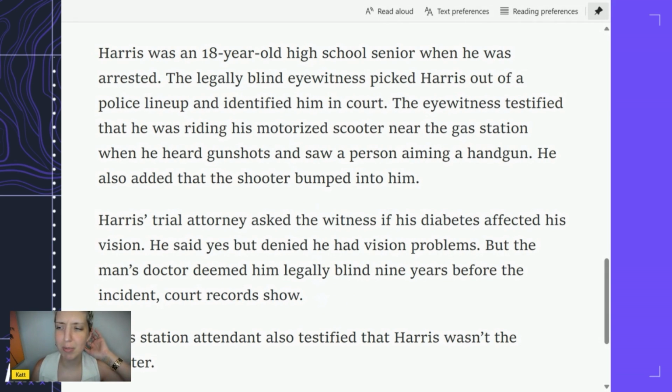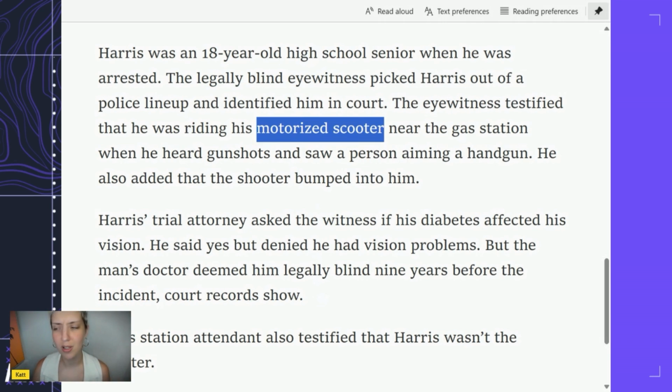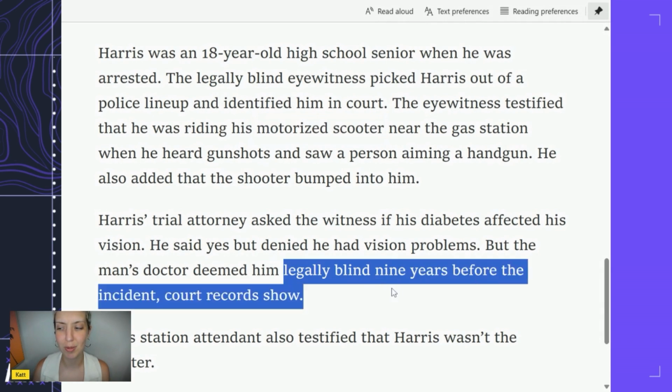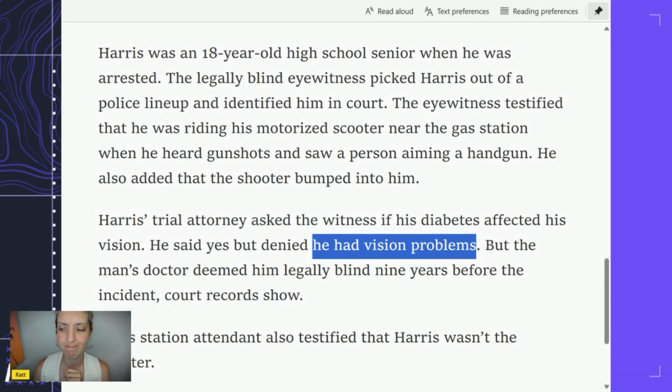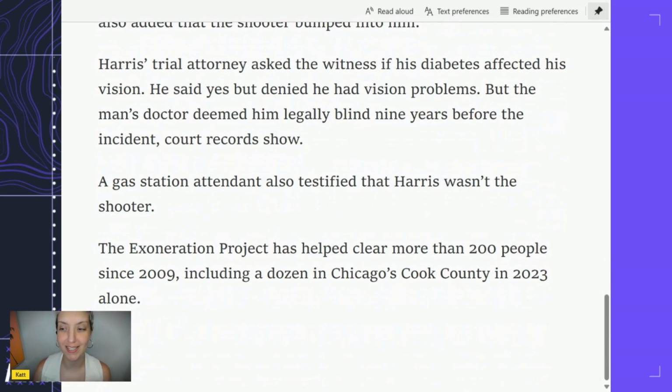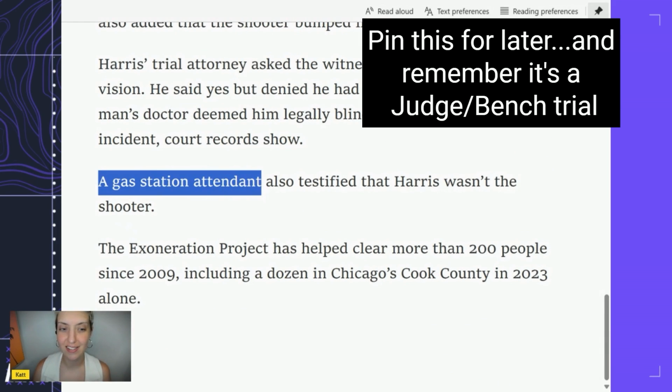Which is curious because maybe that's why you're using a motorized scooter. I don't know the licensing situation around this type of thing, but maybe you no longer had a license to operate a motor vehicle, an automobile. So you're using a motorized scooter because, remember, you were diagnosed as legally blind 9 years ago. But you still deny in court, when this man's life is on the line, that you have vision problems. Now what's the extra kicker here? We have another eyewitness, a gas station attendant, who also testified that Harris wasn't the shooter. So you have another witness that says that wasn't the shooter.